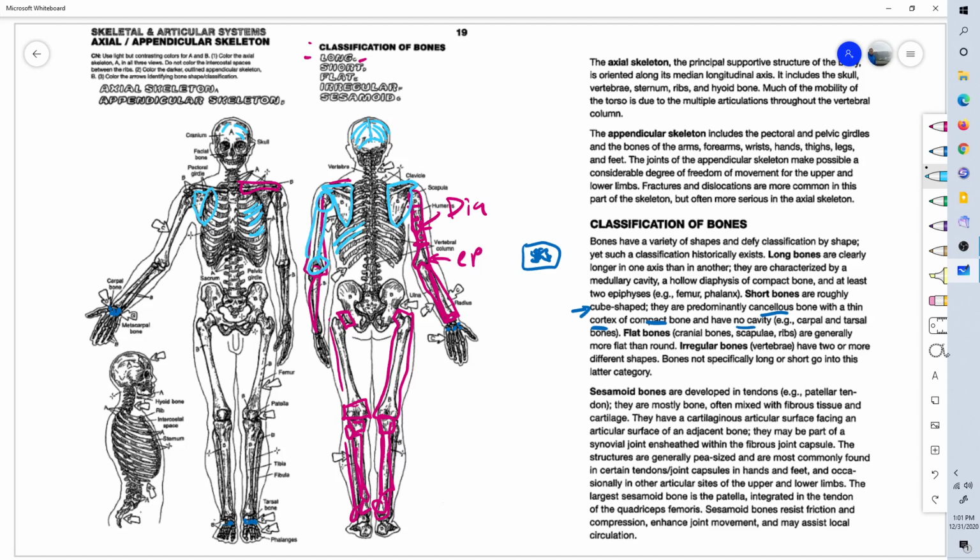Irregular bones. Irregular bones are just any bone that's not shaped like a short or a long bone or a flat bone. One example is a vertebra right here. Observe the funny shape of a vertebra here.